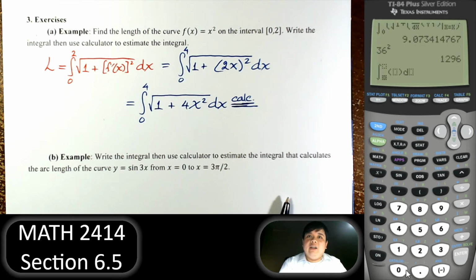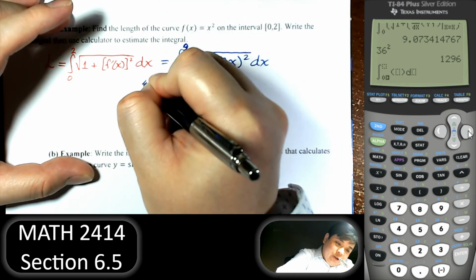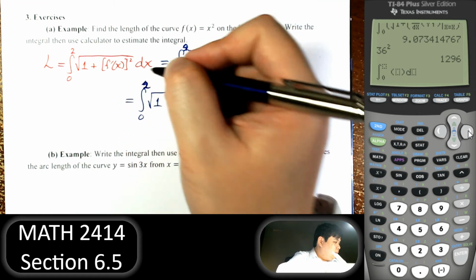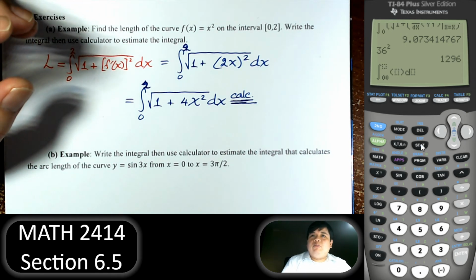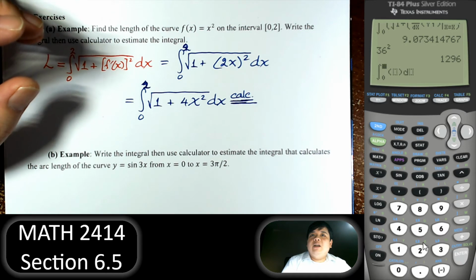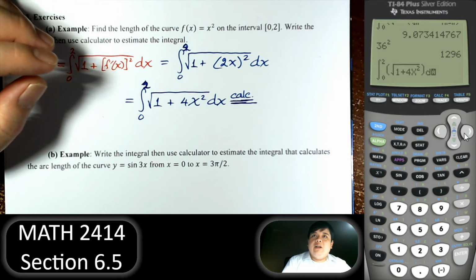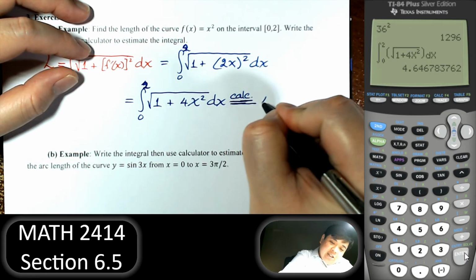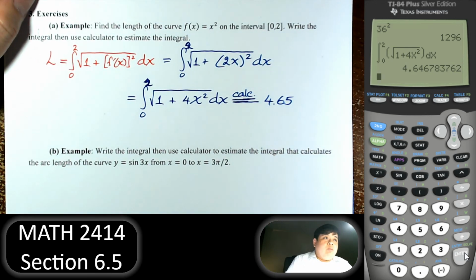Math option number 9 goes from 0 to, I don't know why I wrote 4, but it is 0 to 2, right? Sorry, I put 2. Square root of 1 plus 4x squared dx. Right, and we have 4.65. Let's just say it is an approximation using the calculator, because we cannot do that by hand.